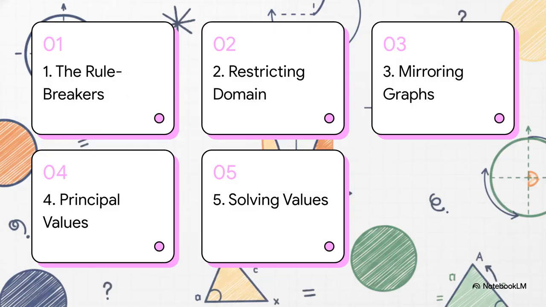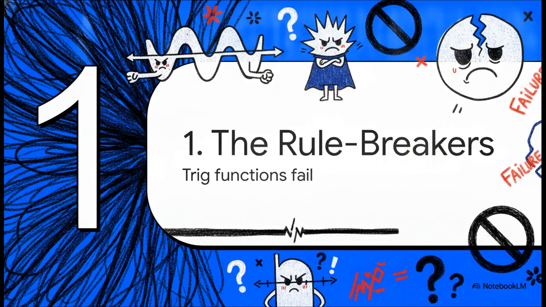Okay, here's our quick roadmap for today. First, the inverse rule breakers, then restricting the domain, followed by mirroring the graphs. Next up is the principal value branches, and finally, solving for principal values. Let's jump right in. Part 1. The inverse rule breakers. Here's exactly why standard trigonometric functions completely fail the test.